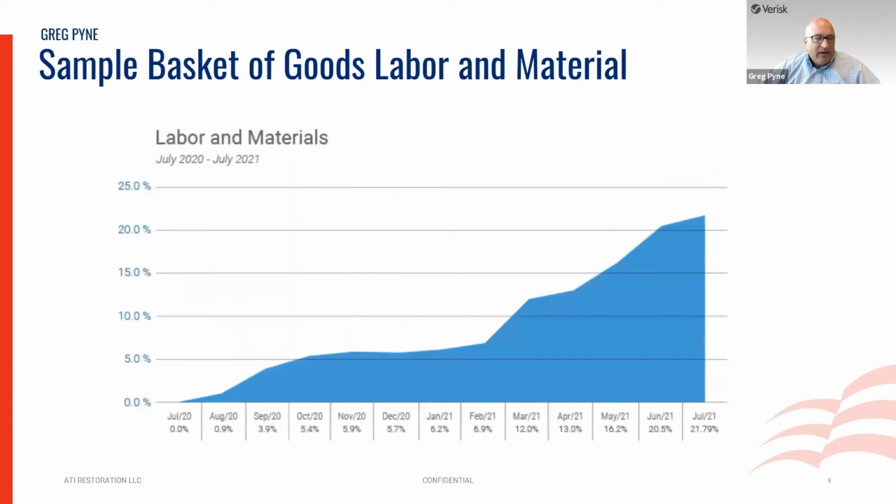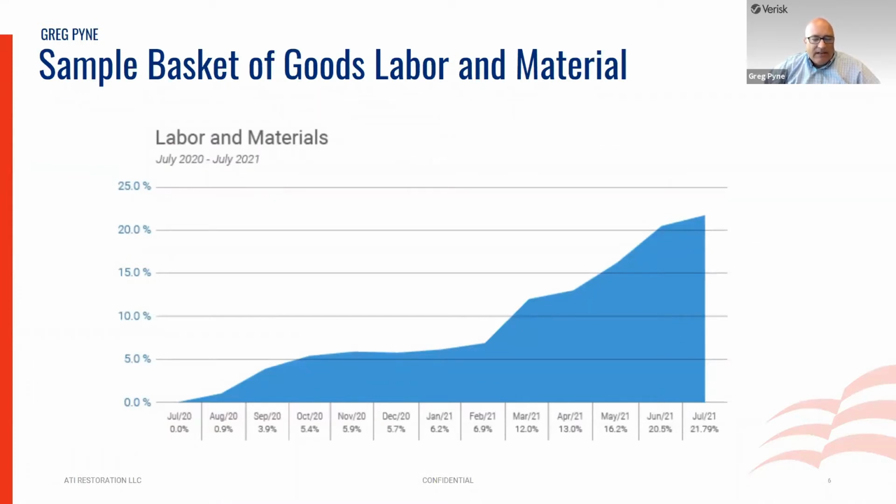The next slide here looks at a sample basket of goods of labor and material. So we've taken a sample of different types of construction material and the cost to install them, trying to cross all kinds of construction trades. If you look at a building from the ground up, where you have foundations and footings, the concrete, the framing, the finish work, the painting, the roofing, exterior finishes, all that goes into this sample basket of goods.